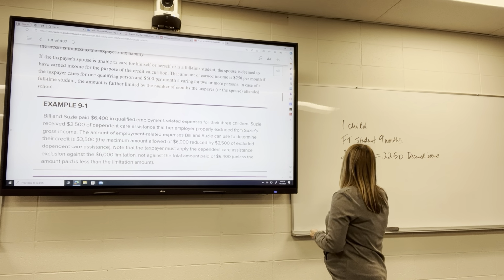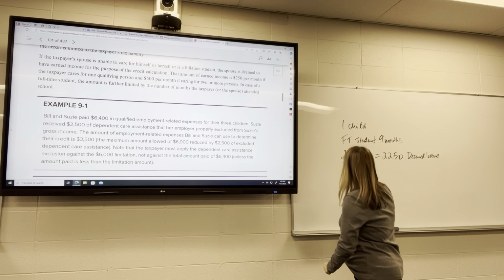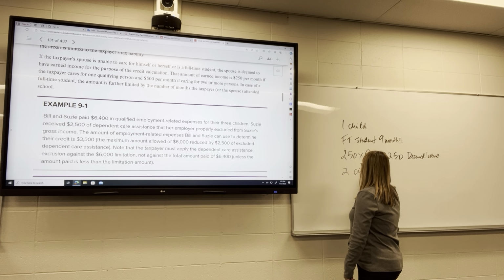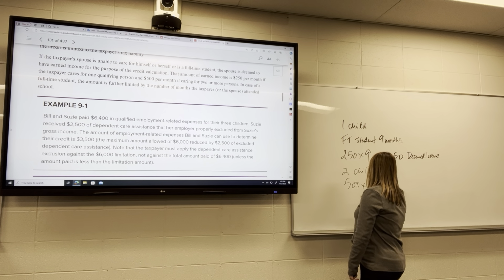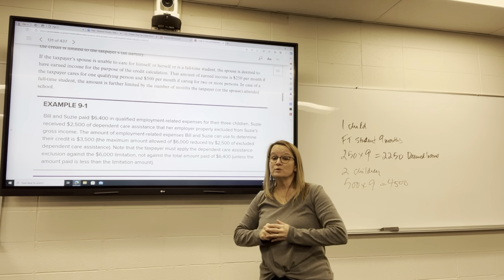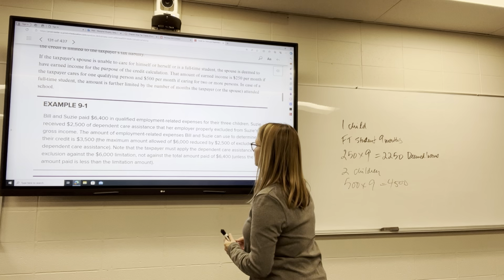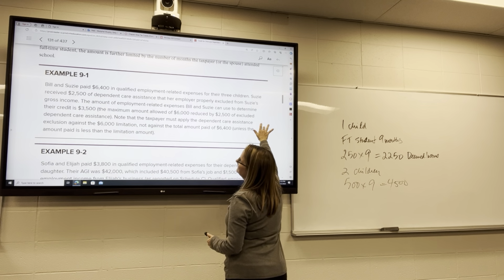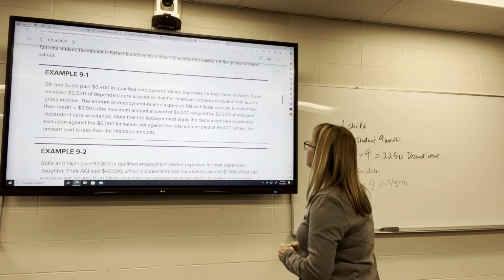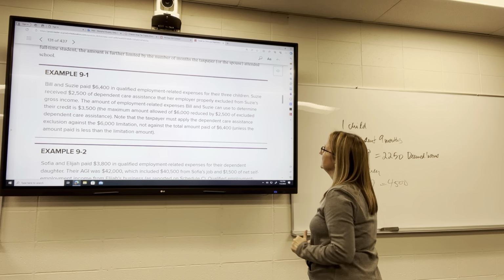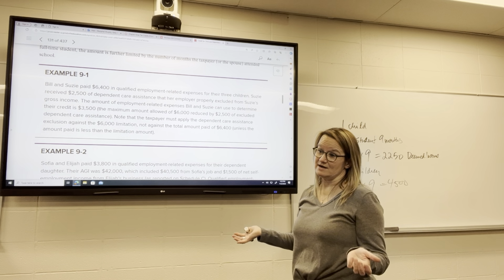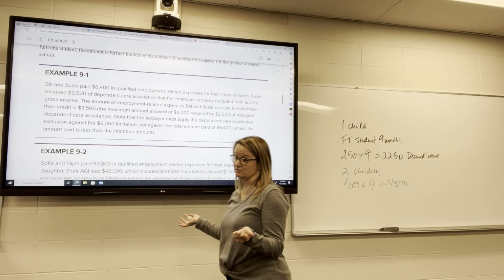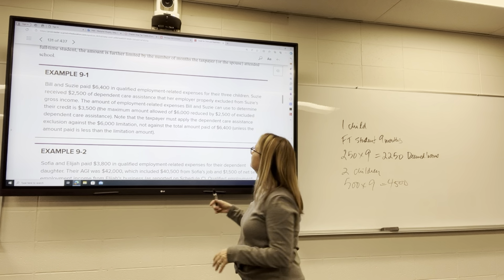So $250 a month, or for 2 children, it would be $500. So 500 times 9, so that's 4,500. And again, the other limit would be 6,000. So it's always gonna be the lesser of those amounts. So here we've got Bill and Susie. They paid $6,400 in qualified employment-related expenses for their 3 children. So our first limit here is 6,000, right? We can't go over 6,000 for those 3 kids.